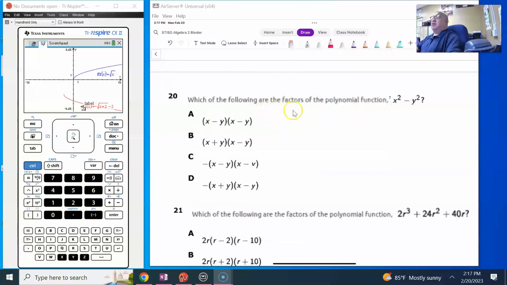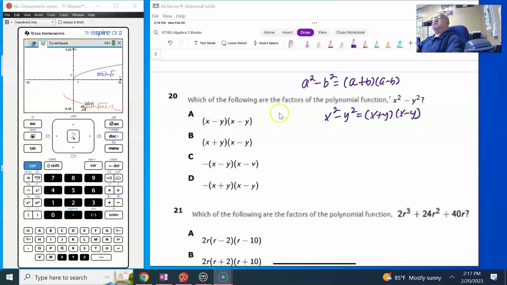Which of the following are factors of the polynomial function x squared minus y squared? So remember that this is a difference of squares. To factor this would be (a plus b) times (a minus b). So the polynomial factors would be (x plus y) times (x minus y). The answer is A.